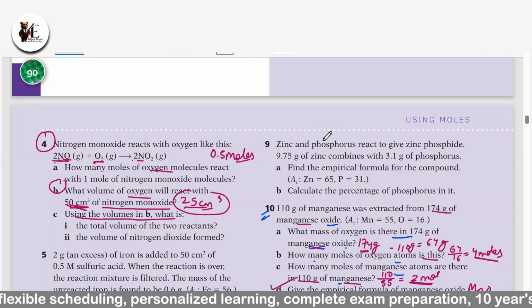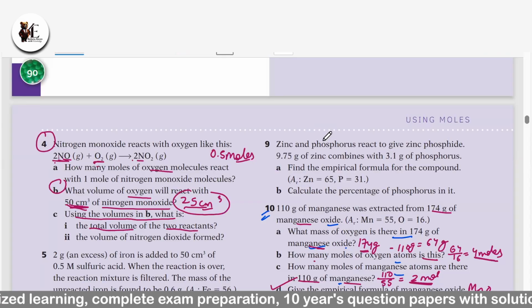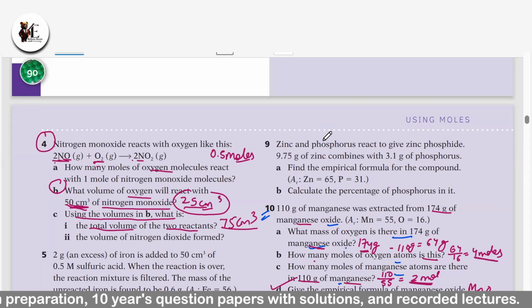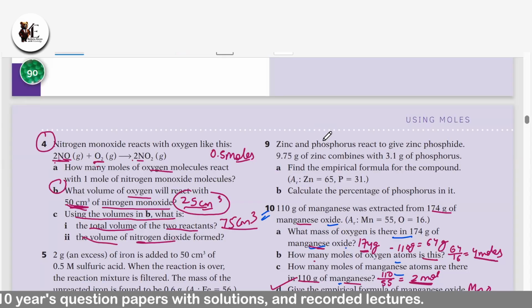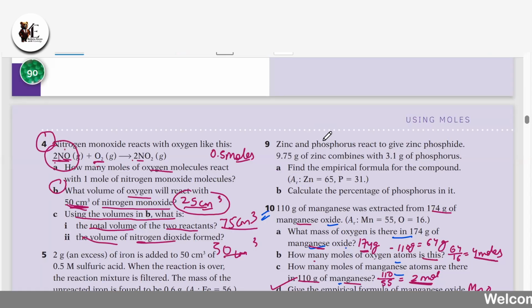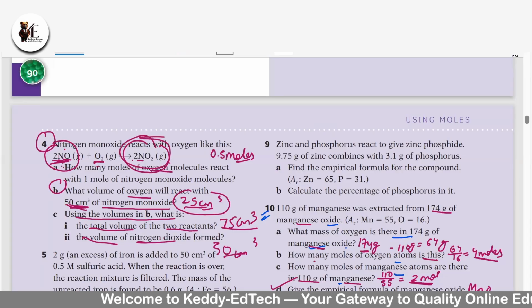Next, using the volume in B, that is 25 centimeter cube, what is the total volume of the two reactants? It's 75 centimeter cube. 50 plus 25 is 75 centimeter cube. And the volume of nitrogen dioxide formed? It's 50 centimeter cube, because from the balanced chemical equation, 2 volumes of nitrogen monoxide produce 2 volumes of nitrogen dioxide. Therefore, 50 centimeter cube of nitrogen monoxide will produce 50 centimeter cube of nitrogen dioxide. Okay.